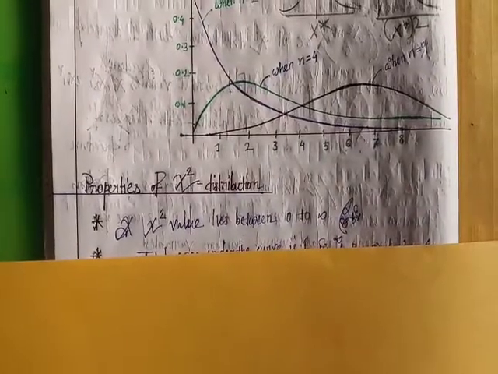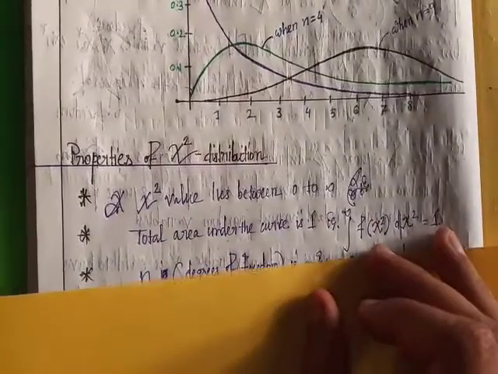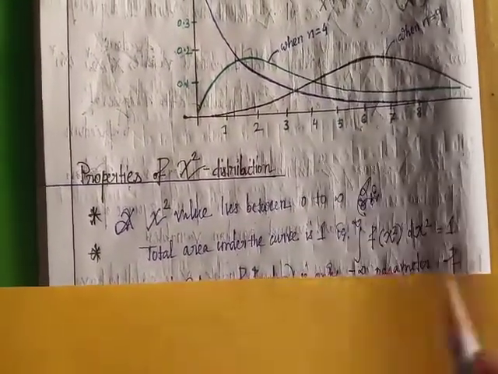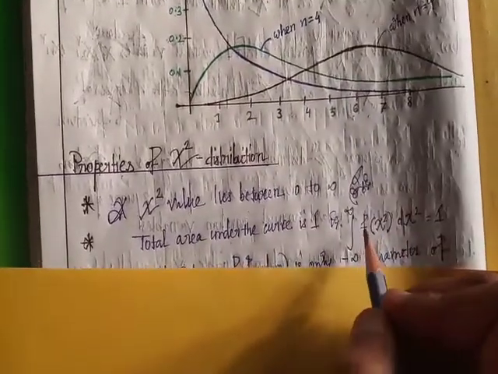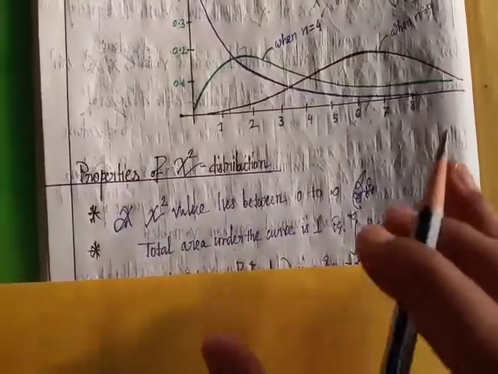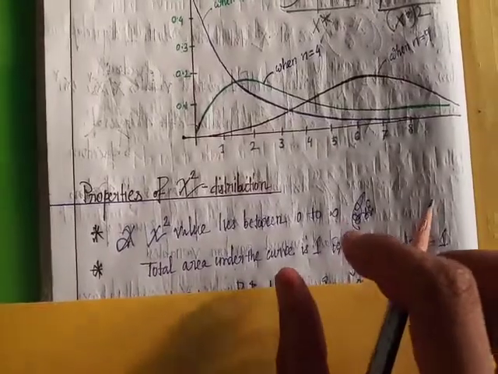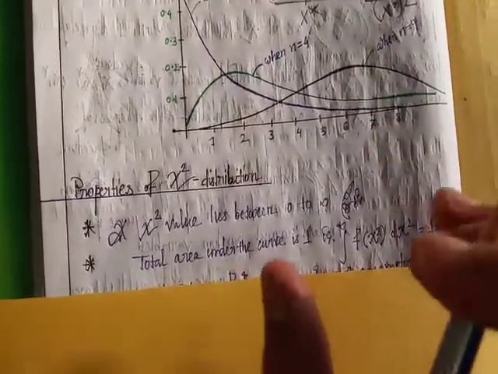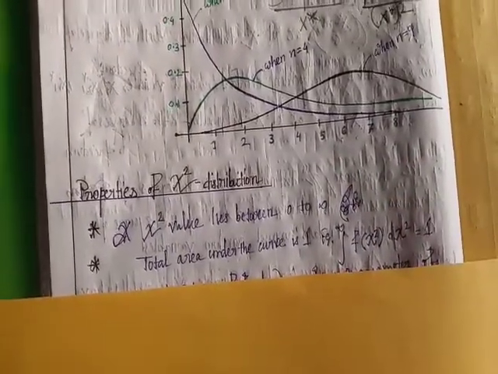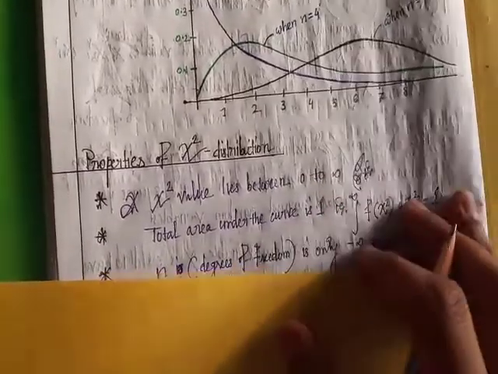The next property is that the area under the curve is equal to 1. This is a continuous distribution, so the integration over minus infinity to infinity of f(chi-square) d(chi-square) equals 1. We already discussed that the integral of the PDF dx equals 1. This is the PDF of chi-square, so the area under the curve is equal to 1.